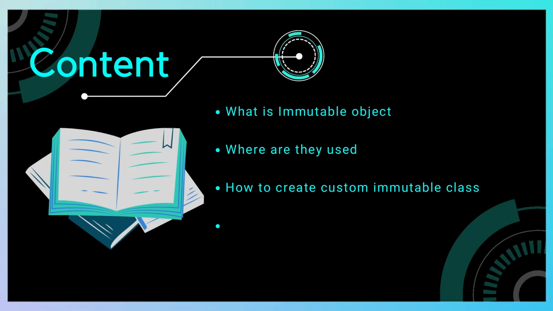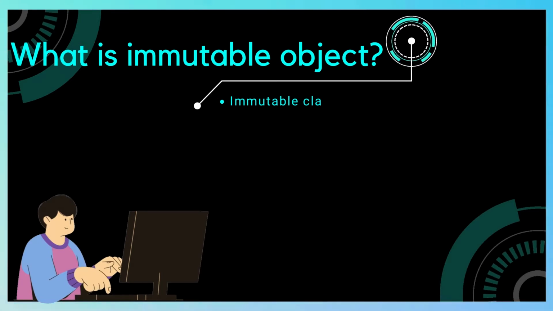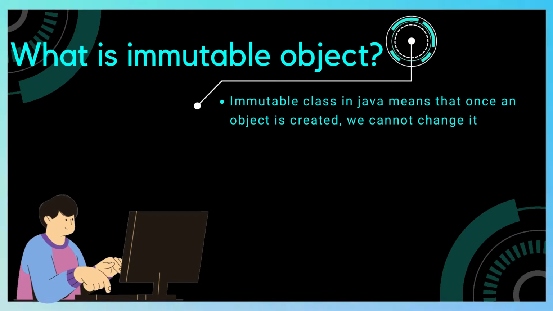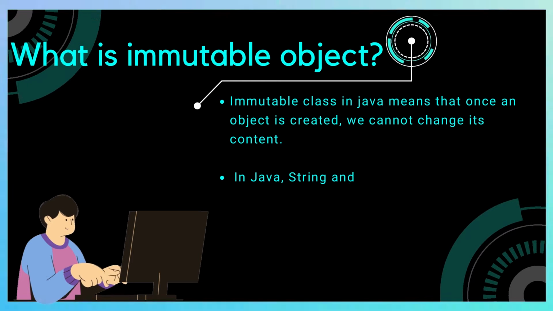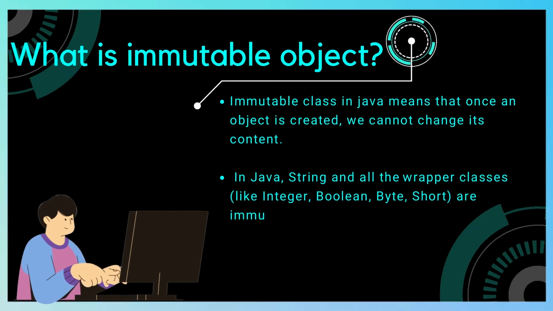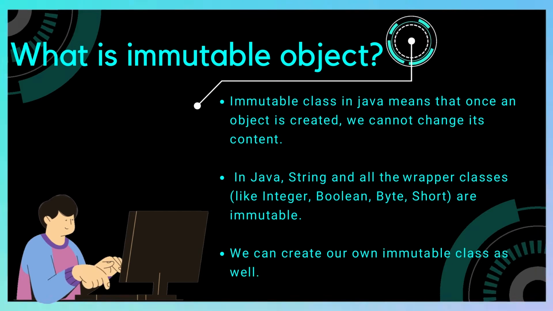Today we are going to know about immutable objects in Java. Immutable object means, once an object is created, we cannot change its content. In Java, string and all the wrapper classes, like integer, boolean, byte, short, are immutable. We can create our own immutable class as well.